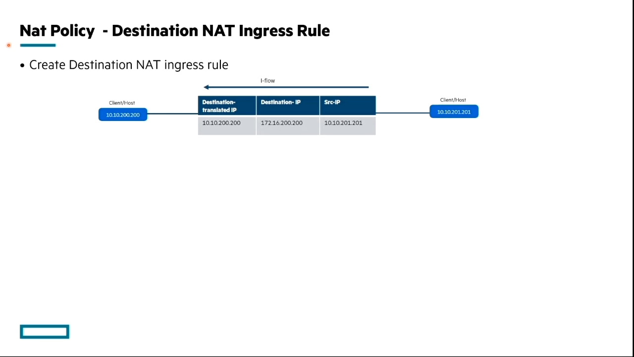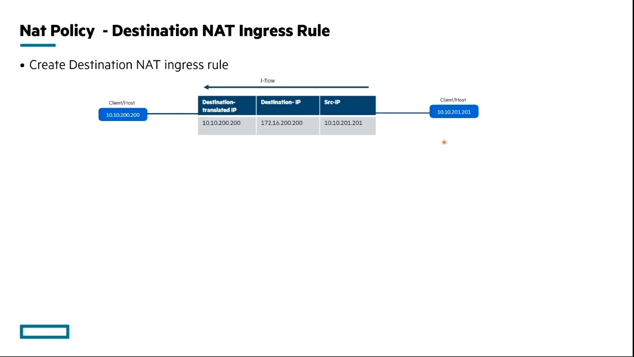And now let's take a look at an example where we may need a destination NAT ingress rule. So if we looked at this previous rule that I made, which was from client host 10.10.200.200, and the iFlow was going out, so translating source address 10.10.200.200 to 172.16.200.200. The iFlow going out, obviously, if that was the only connection that was required, then that would be fine.